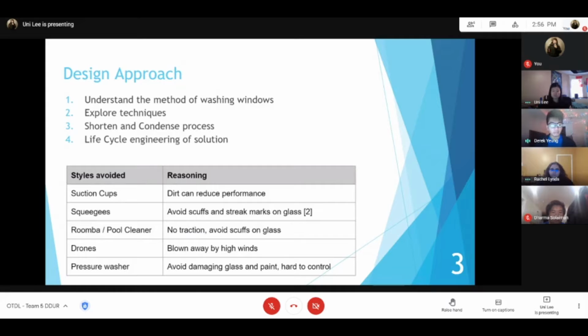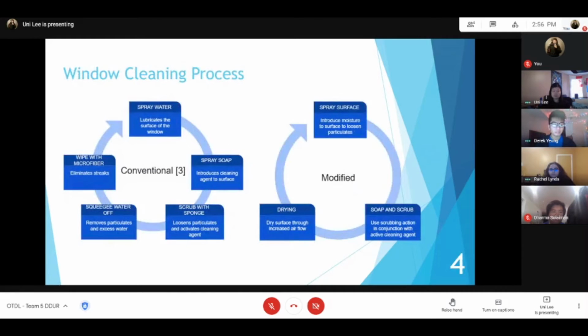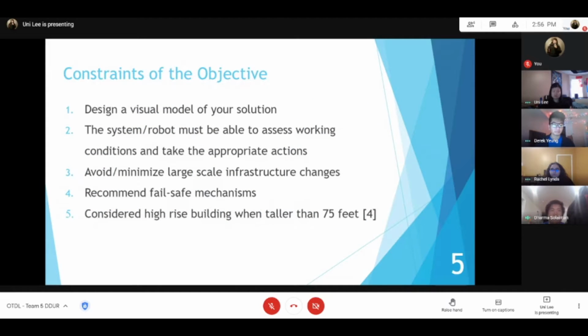Below are the different things that we avoided, such as suction cups, squeegees, Roomba, drones, and pressure washers. Seen here is the conventional 5-step method of cleaning a window. To the right of it, we modified it for our robot, so it made it easier for it to clean. As seen here, these are the listed constraints set to us by the outline of the event.